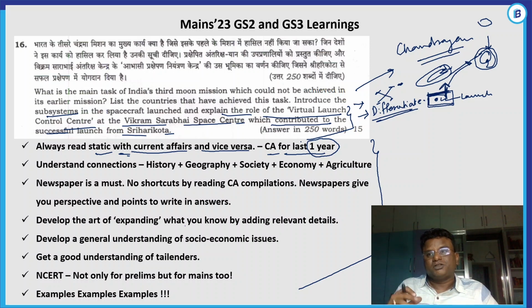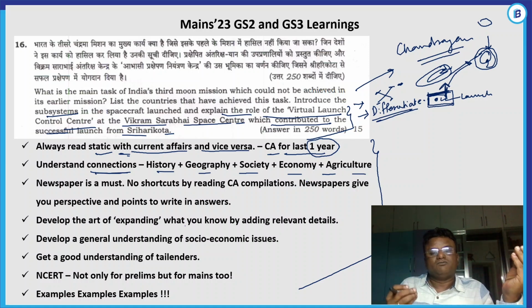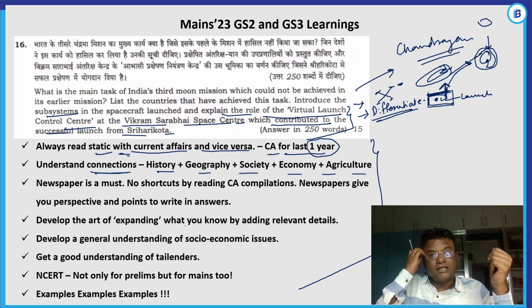But how do you build knowledge? Because the more you break the topic, the more difficult it is for your brain to keep track of all that and bring it all together in the exam, right? You look at the questions, it is important. History, geography, connections, society, economy, agriculture, many questions are mixed with each other, right? Some aspect of society with geography, society with history, history with geography, economics with agriculture, agriculture and geography.